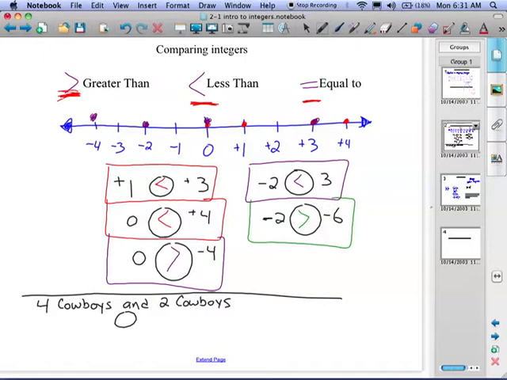You may also see some word problems this evening, where you have 4 cowboys and 2 cowboys, and we would like to know which is the greater number of cowboys. 4 is a greater number of cowboys than 2 cowboys.